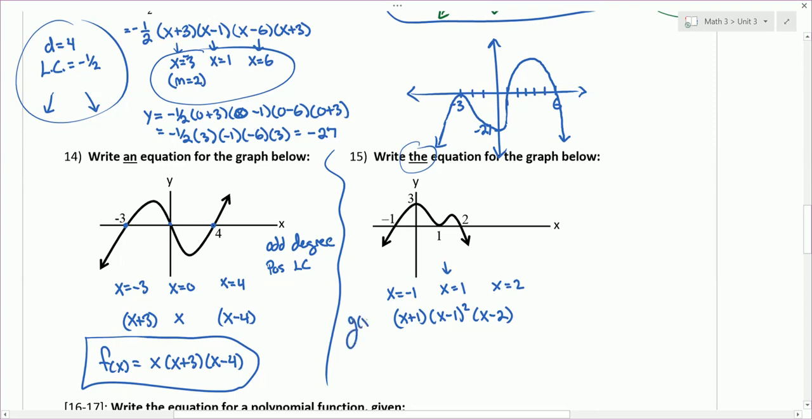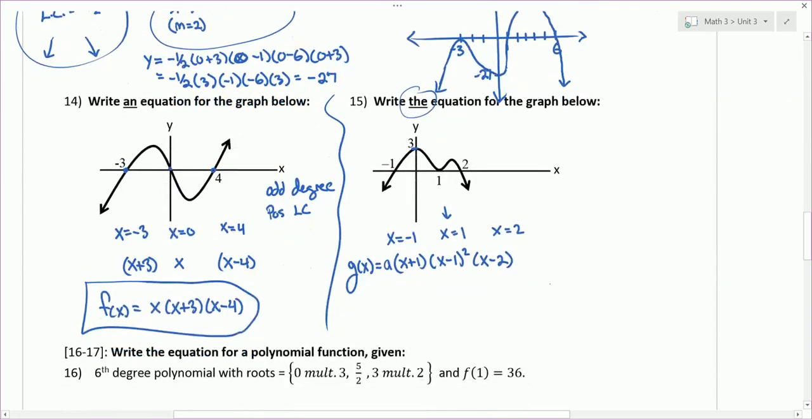Call this g of x. Lastly, we're not sure. We know this thing goes through the y-intercept at 3, so there's some leading coefficient a. We know that a has got to be negative because the right side's pointed down, but we're not exactly sure what number is going to make it 3 yet. So we're going to plug in that point, 0 for x, 3 for y.